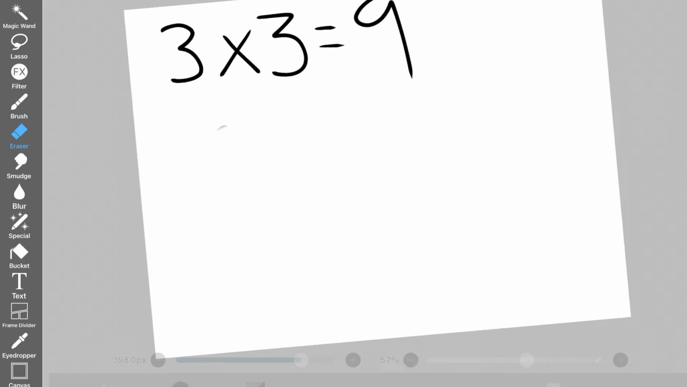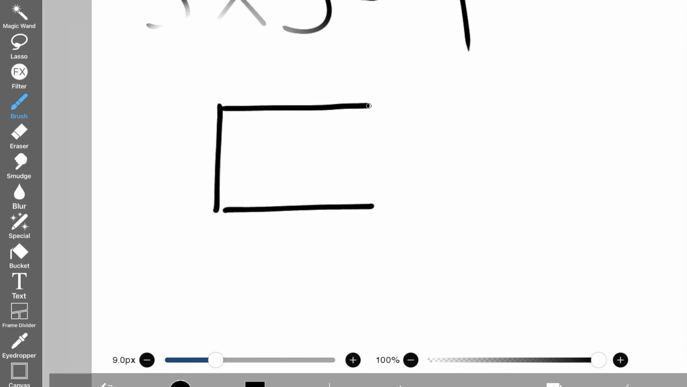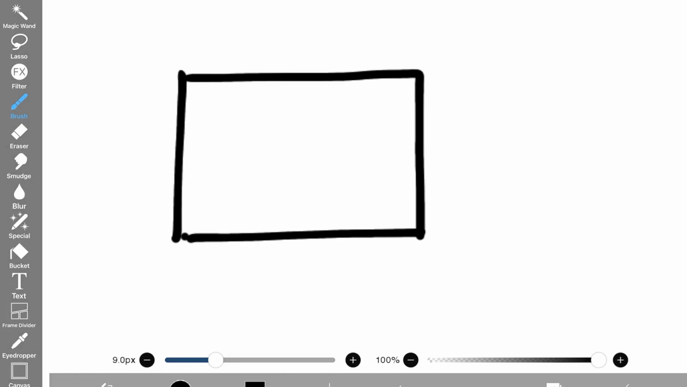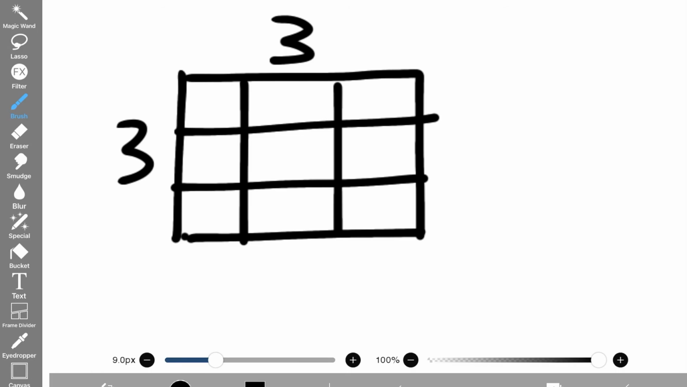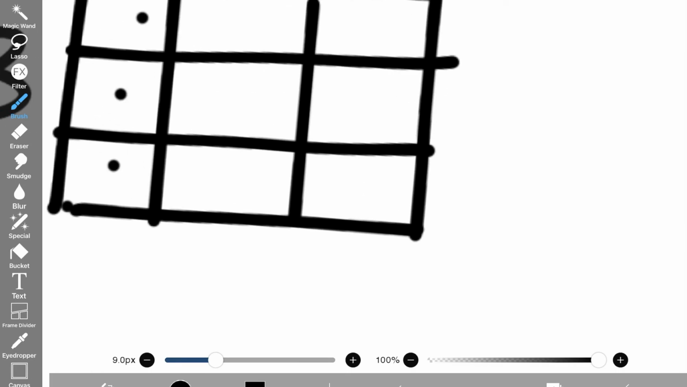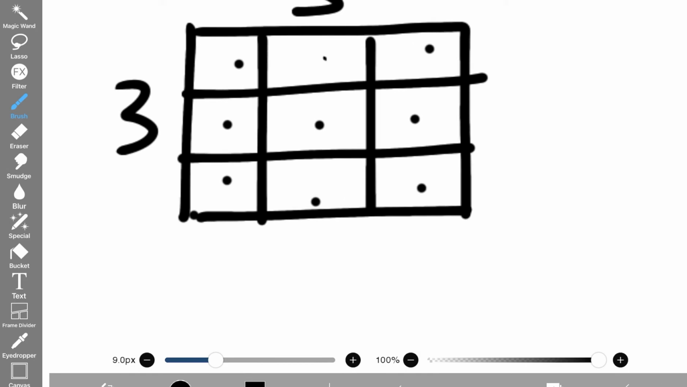I'm going to show you guys another way to do it. You could have drawn an array, which also works. So a 3 by 3 array. Okay, then we can count these. 1, 2, 3, 4, 5, 6, 7, 8, 9. Or we can just count by 3s. 3, 6, 9, which also works.